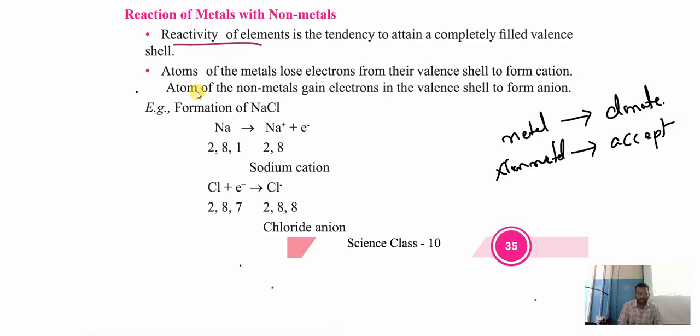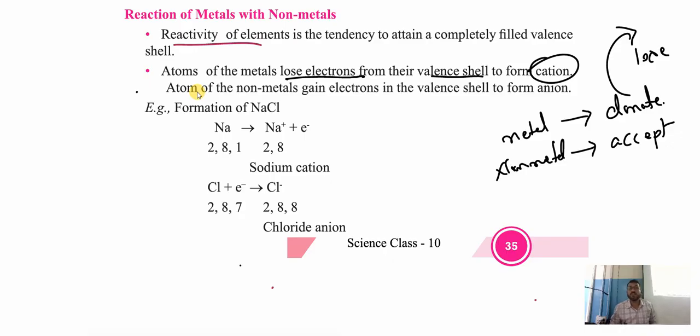Similarly, atoms of the metals lose electrons. Why do atoms of metals lose electrons? Because they are donating. Suppose I have 10 rupees in my pocket. If I am giving 2 rupees to someone, it is my loss. Since I am donating, it is my loss. The other side, he is accepting, it is his gain. So metals lose electrons from their valence shell to form cation.